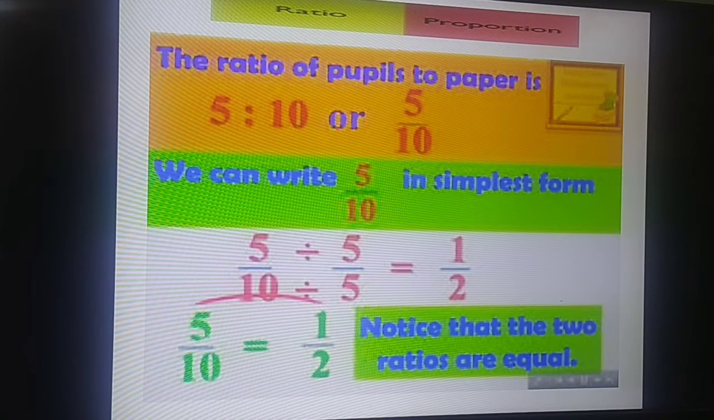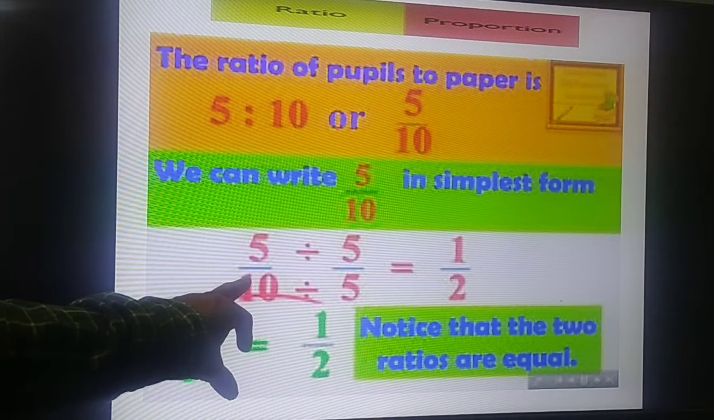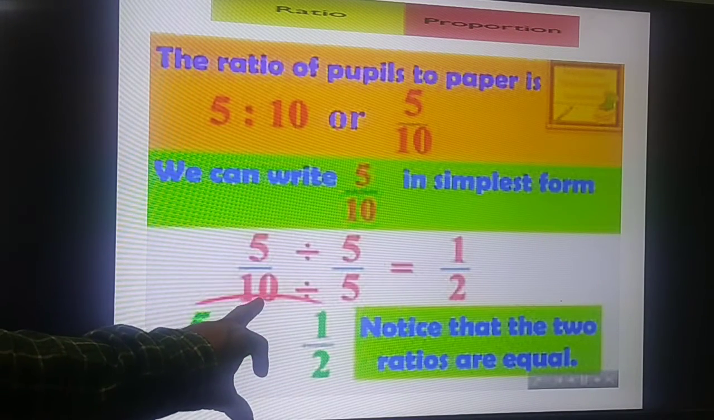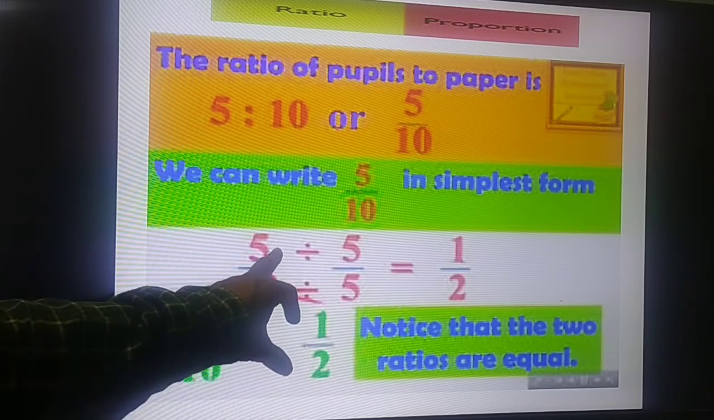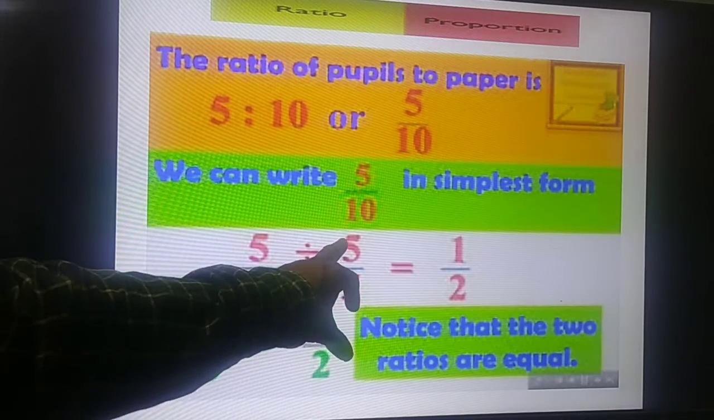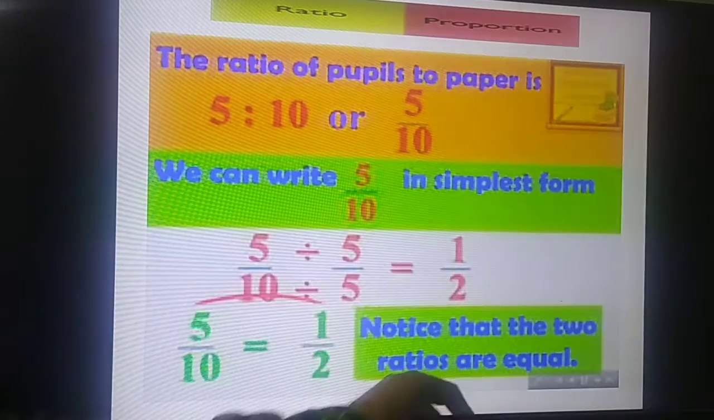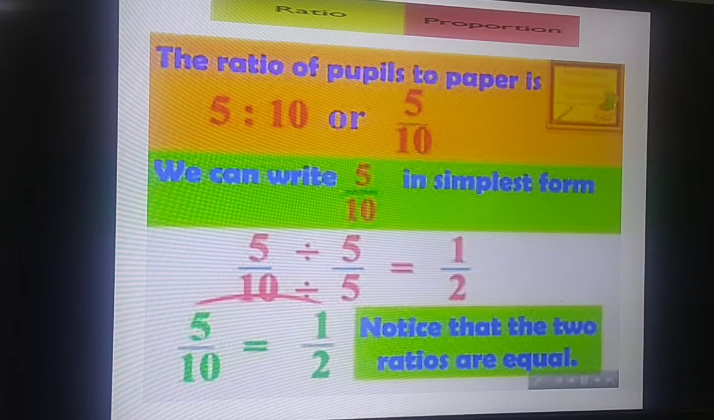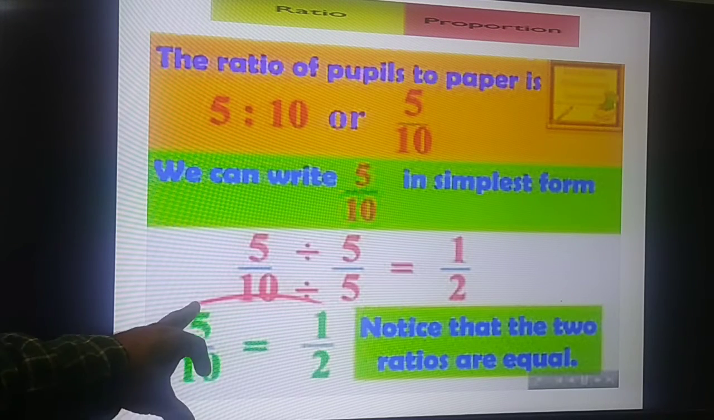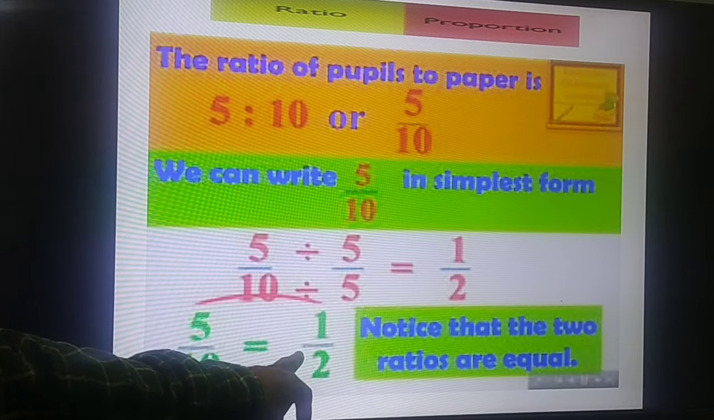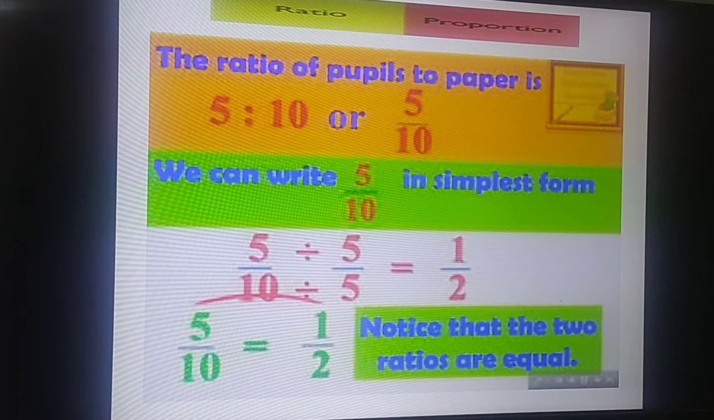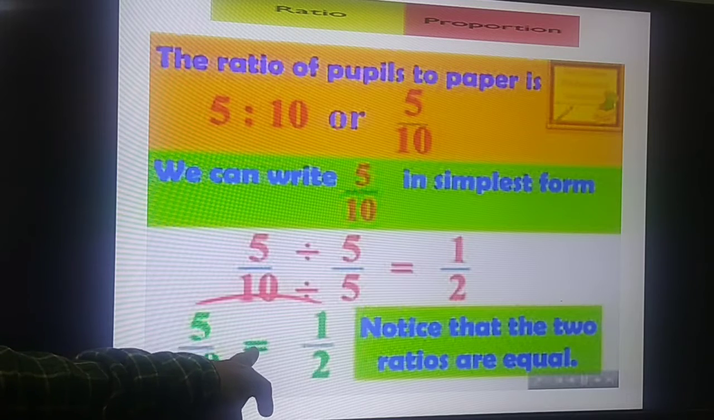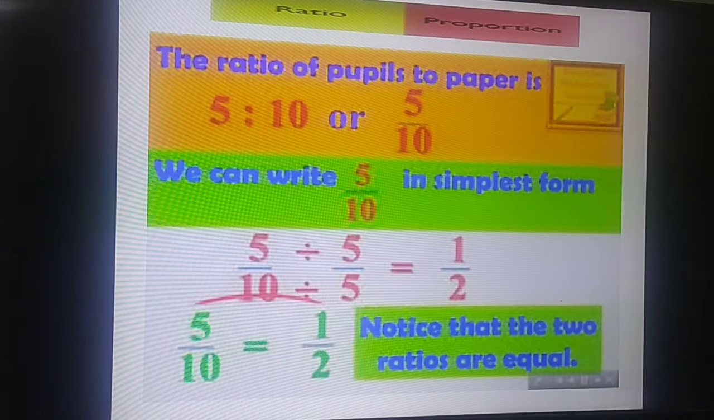Here is one example: 5 by 10. 5 by 10 is the ratio of 5 and 10, 5 is to 10. If we divide 5 and 10 by 5, then we get 1 by 2. So 5 by 10 and 1 by 2 are equivalent or equal ratios. So 5 by 10 is equal to 1 by 2, and these two ratios are equal. Then we say that 5 is to 10 is proportional to 1 is to 2.